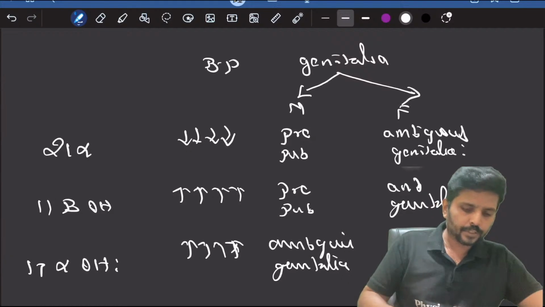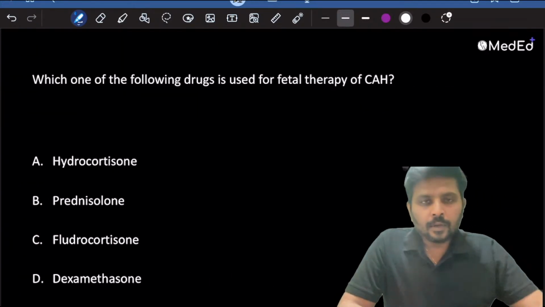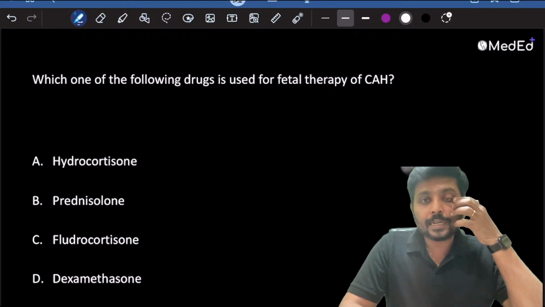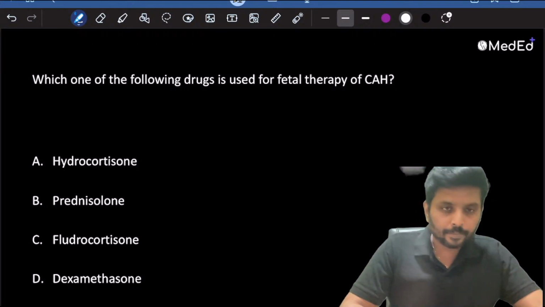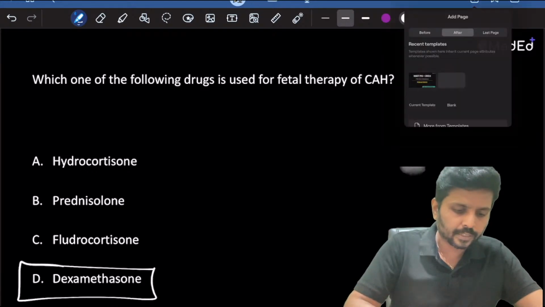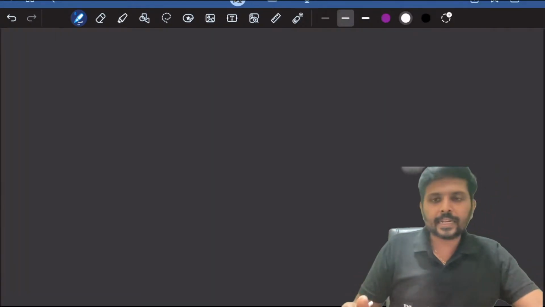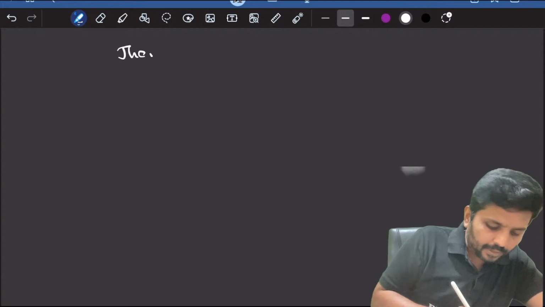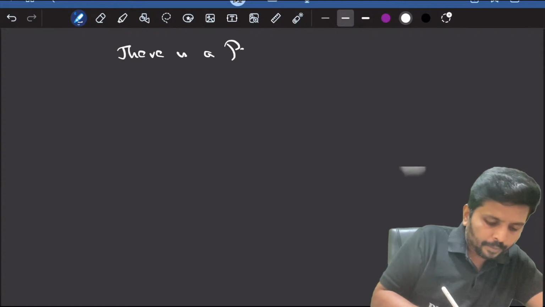Okay, right. Next question. Which one of the following drugs is used for fetal therapy of congenital adrenal hyperplasia? The answer is antenatal dexamethasone. Remember, whenever there is a previous history of ambiguous genitalia.